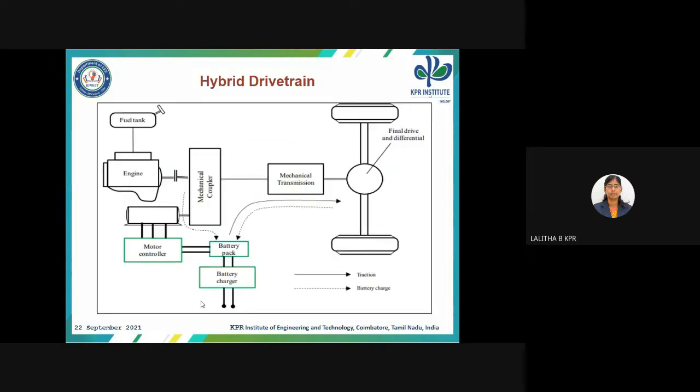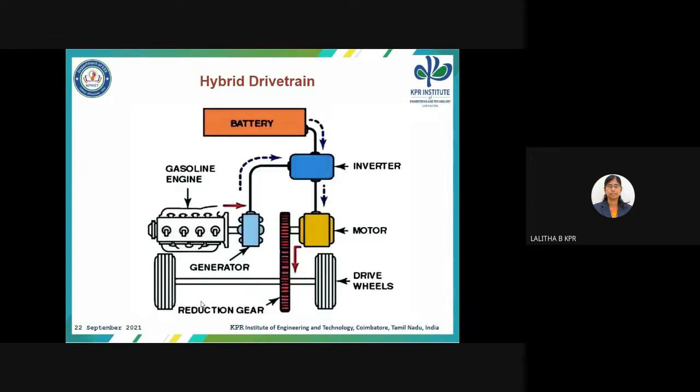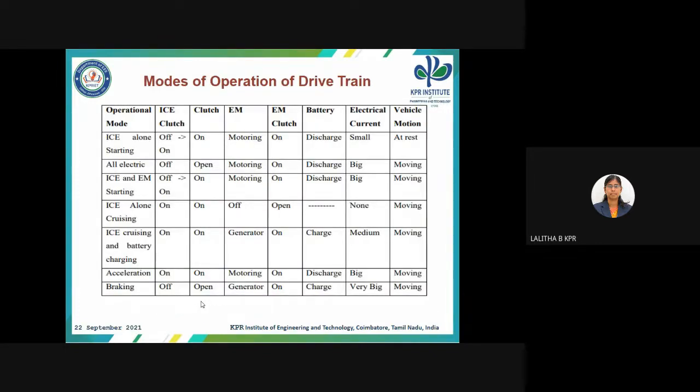This one is a parallel hybrid electric vehicle. Nowadays, parallel hybrid electric vehicles are mostly used. As we discussed earlier, these are the modes of operation of the hybrid electric vehicle: the first is low speed, another is high speed, another is medium speed, and the last one is the braking condition.